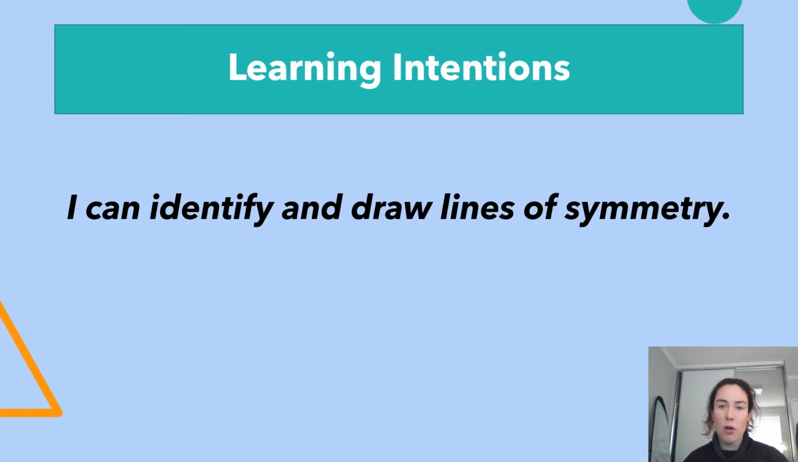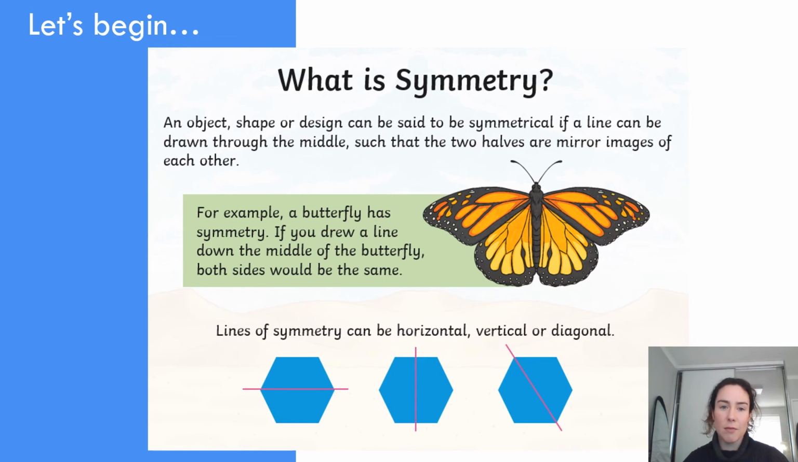This is Thursday's lesson, our last lesson of maths for the week. And what we're going to be focusing on today is lines of symmetry. So what is symmetry? An object, shape, or design can be said to be symmetrical if a line can be drawn through the middle such that the 2 halves are mirror images of each other.